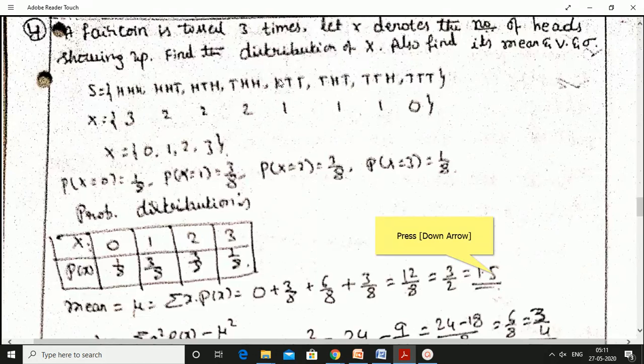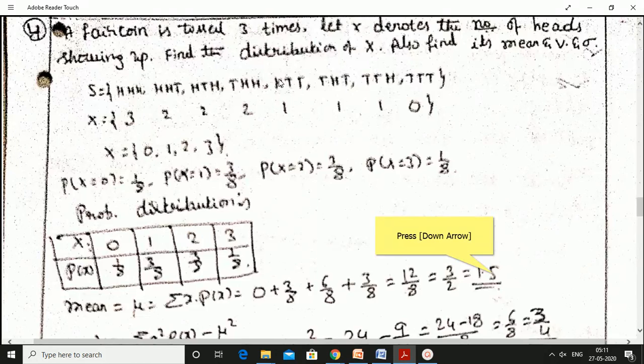So x assigns the value 3 for HHH, 2 for HHT, for HTH 2, for THH 2, for HTT 1, for THT 1, for TTH 1, for TTT 0. So x takes the value 0, 1, 2, 3. Probability that x takes the value 0: totally 8 outcomes are there and 0 appears only once. So P(X = 0) is 1 by 8.